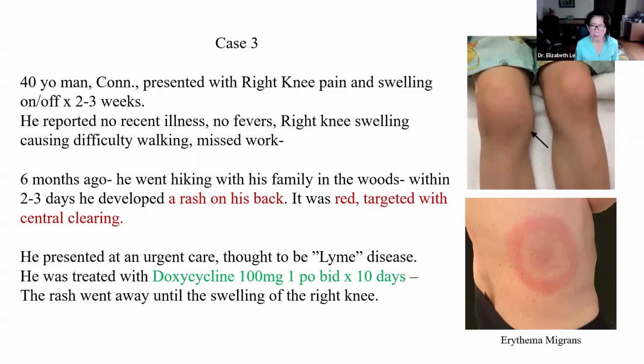But he says 6 months ago, he went hiking with his family in the woods. Within 2 to 3 days, he developed a rash on his back. It was red, targeted with central clearing, like this rash. It looks like a target. Usually it's on the back because the patient doesn't see it. He presented to urgent care back then, and it was thought to be Lyme disease. It was treated with doxycycline, 100 milligram tablet twice a day for 10 days, and then the rash went away until the swelling of the right knee. Next slide.